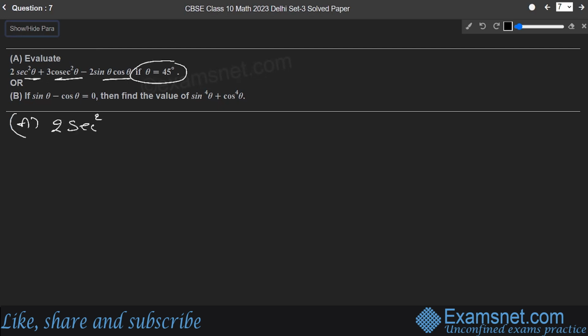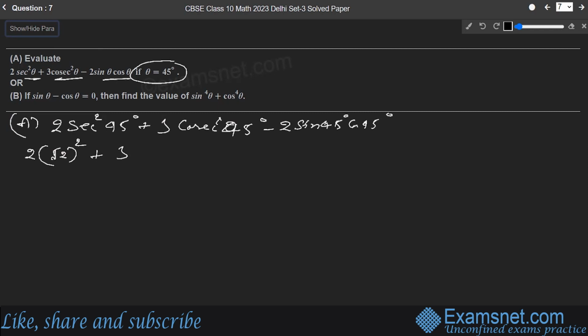So if we do that, this is going to be 2 sec square 45 degree plus 3 cosec square 45 degree minus 2 sine 45 degree cos 45 degree. Let us keep writing the values of all these terms. So it is going to be 2 times sec 45 is root 2, so sec square 45 will be root 2 square, plus 3 times cosec 45 is root 2, so cosec square 45 will be root 2 whole square again, minus 2 times sine 45 is 1 upon root 2, and cos 45 is also 1 upon root 2. So this can be 1 upon root 2 into 1 upon root 2.